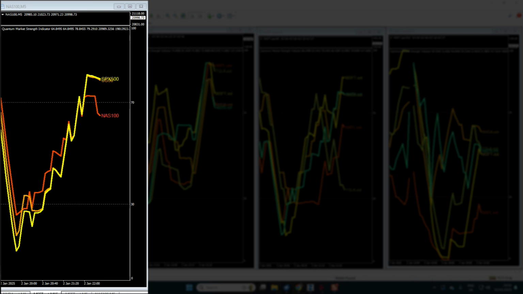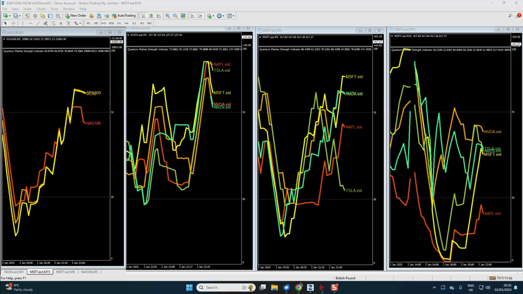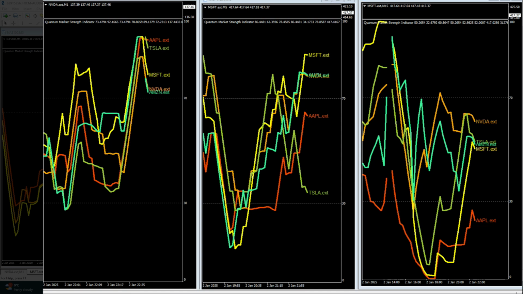The other 3 panels are different time frames. We start with the 1 minute, the next is the 5 minute, and the one on the extreme right is 15 minute. And on those charts, I've applied the market strength indicator to 5 key stocks. As you can see in the 1 minute window, we've got Apple, Tesla, Microsoft, Amazon, and Nvidia.